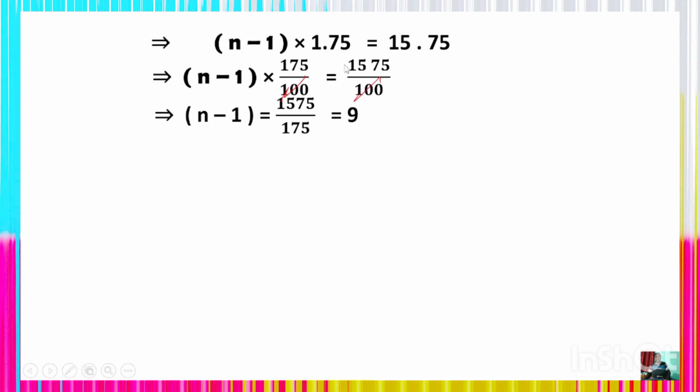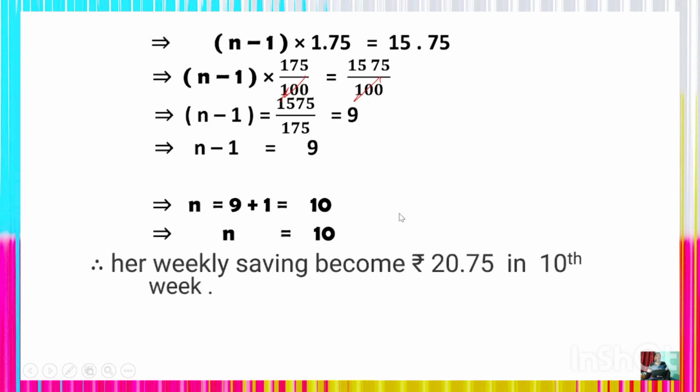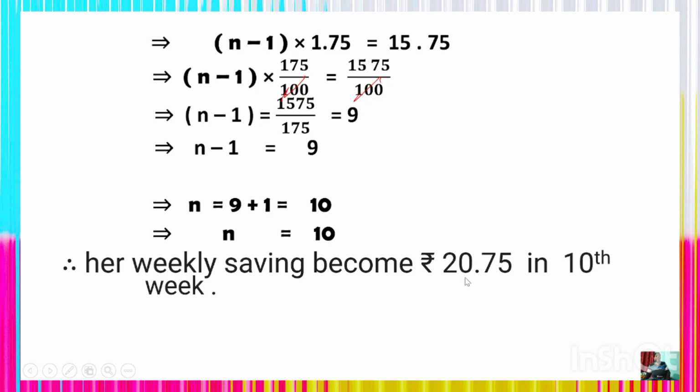After cancellation you will get n minus 1 is equal to 1575 divided by 175, which is 9. Thus n minus 1 is equal to 9, right? So n is equal to 9 plus 1, which is 10. So n is equal to 10. Thus her weekly saving becomes 20 rupees 75 paisa in the 10th week of the year.